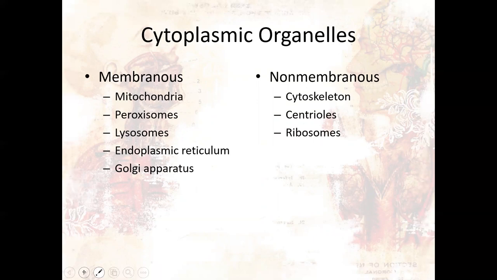Do I need you to know how mitochondria make ATP through oxidative phosphorylation? No, I don't. Do I need you to know the step-by-step process of translation of the ribosome? Nope. But you need to know what they do. Now, some organelles have their own membranes, some of them don't. These are your ones that have their own membranes, these don't.